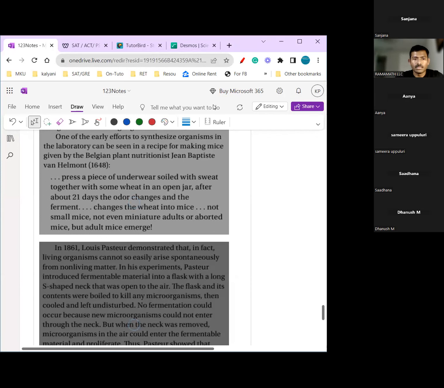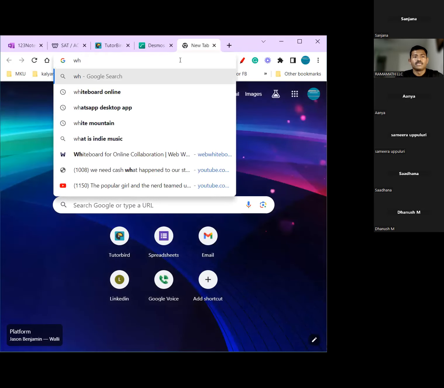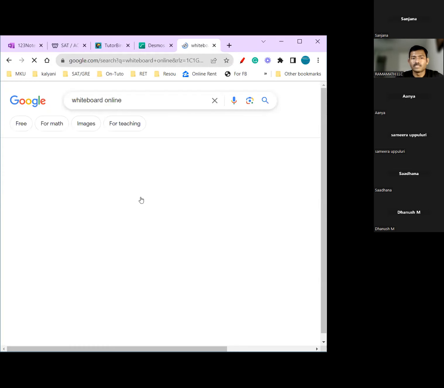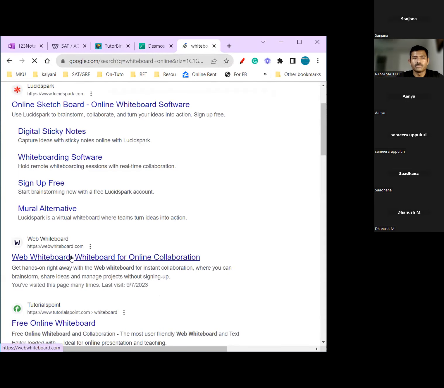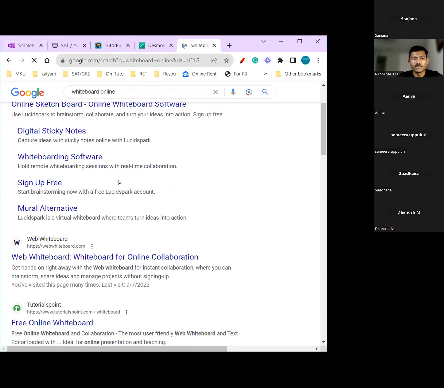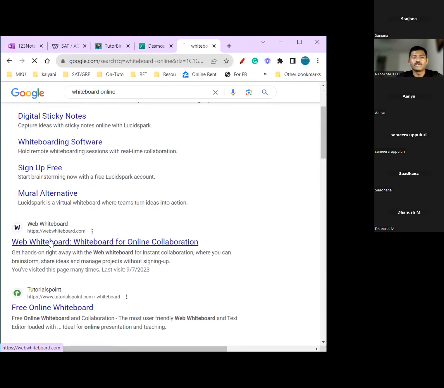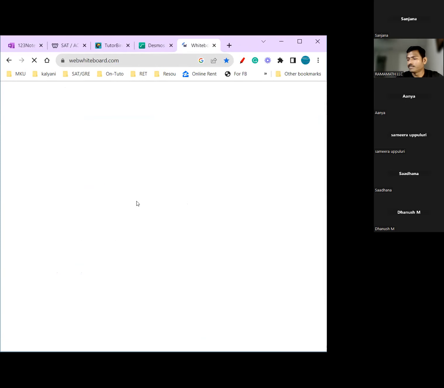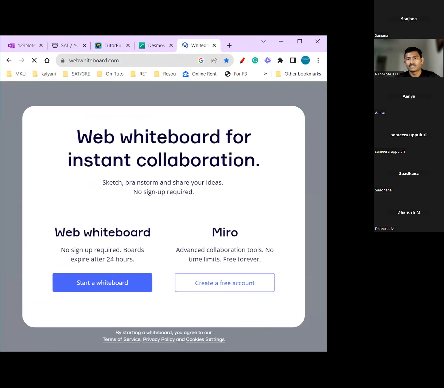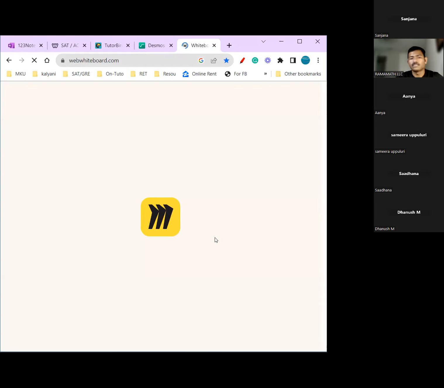For some reason it's not loading properly. Give me one second. I'm going to open a different whiteboard. It's not loading properly for me. We'll go over this one. I hate this.